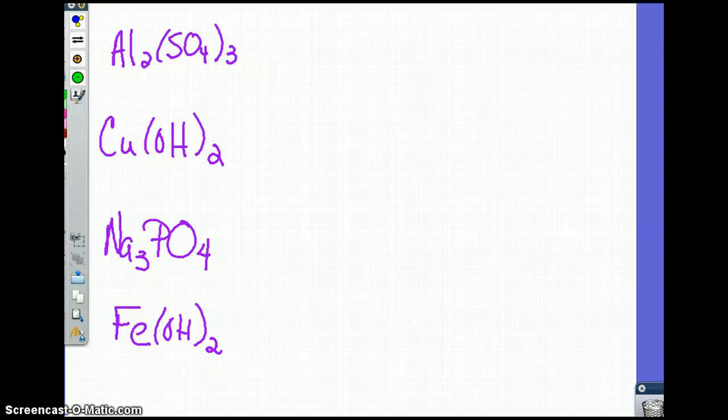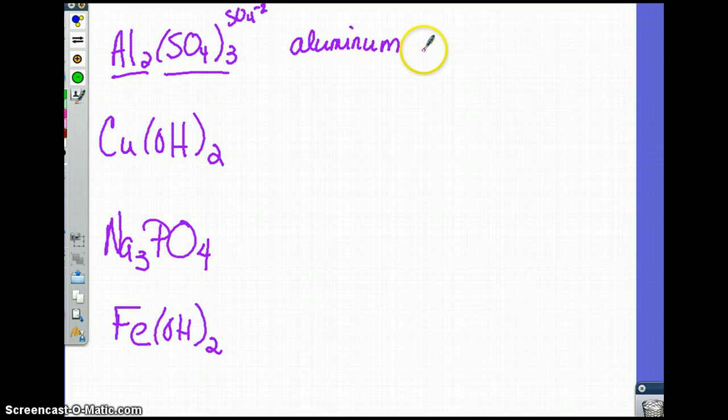So here I have a few examples of ternary compounds. Starting with the first one, we know that the metal is aluminum. And we know that aluminum is a group A metal, and so we do not need to distinguish between any different types of charges. Aluminum is always a +3. And the polyatomic ion that it's bonded to is sulfate. Sulfate SO4 -2. So the name then would simply be aluminum sulfate.